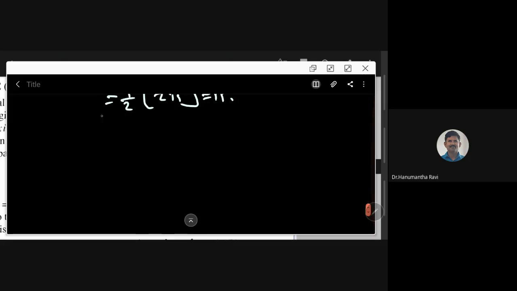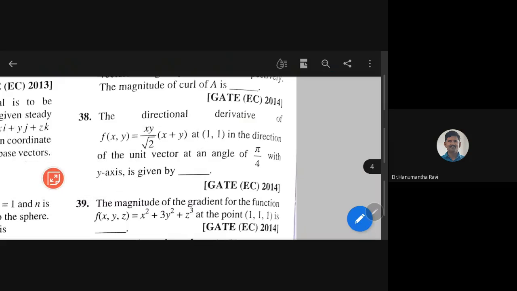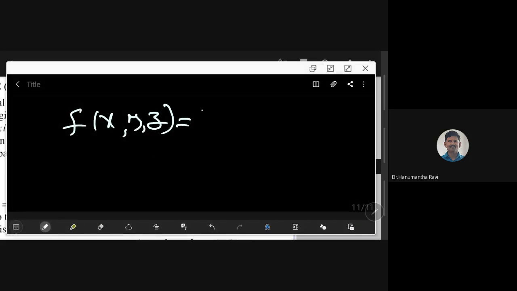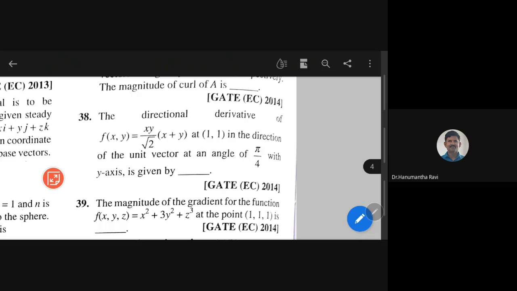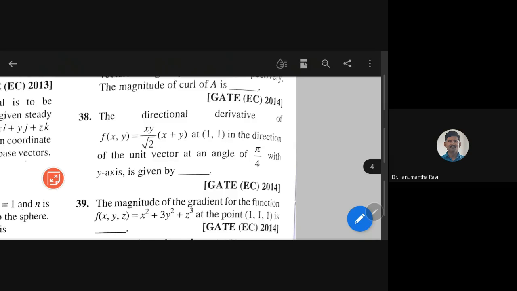I write it as, no problem, you can take f(x,y,z) even if they give us two variables. Consider it a three variable problem: f = xy² by root 2 into x plus y, this is our f. Then where is your point? That point P is (1, 1, 0). We are on the plane, that's why the third coordinate is 0.